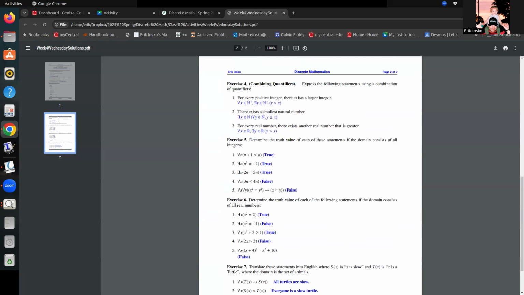Hopefully those translation statements are not too hard. Determine the truth value of each of these statements if the domain consists of all integers. For all n, n plus 1 is greater than n. I'm going to say that one's true. I think I did an example like that earlier.